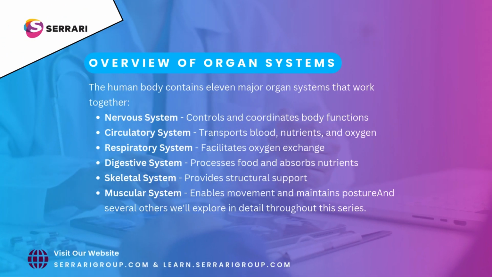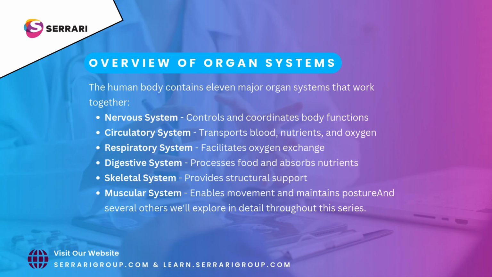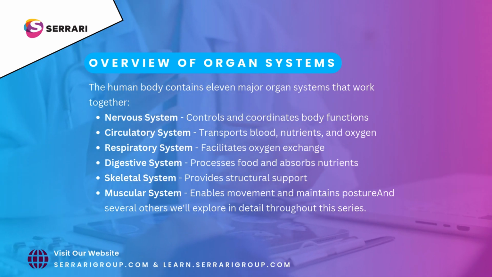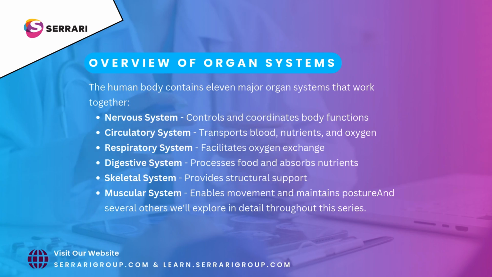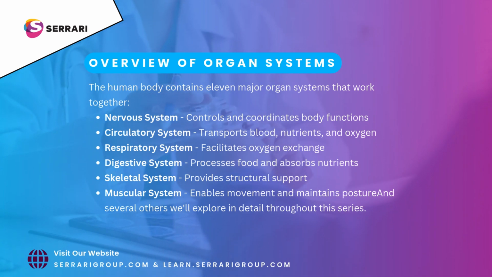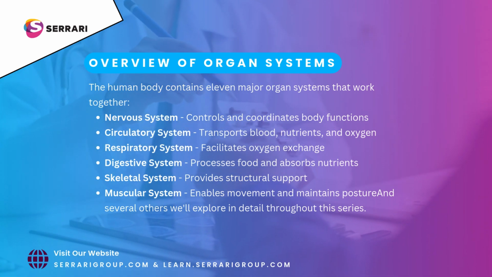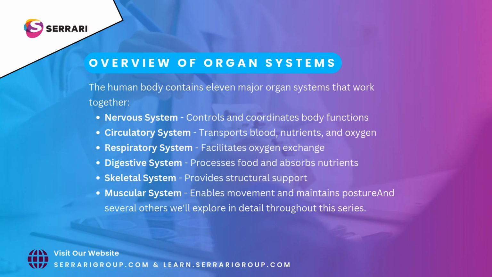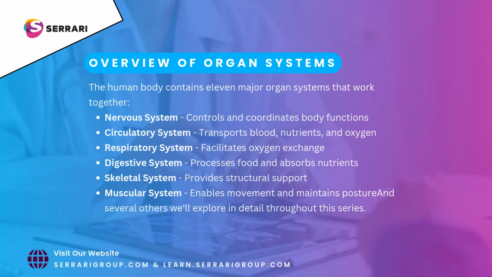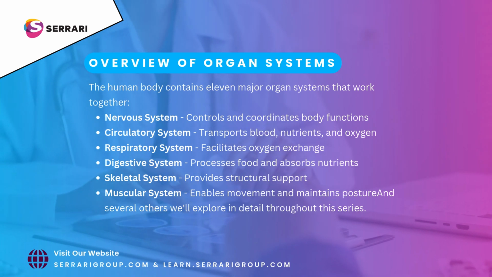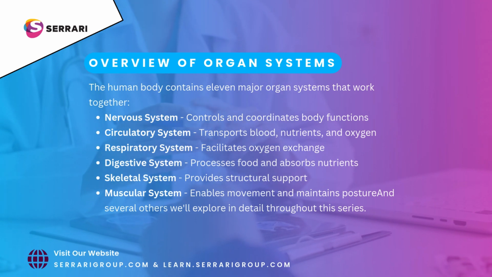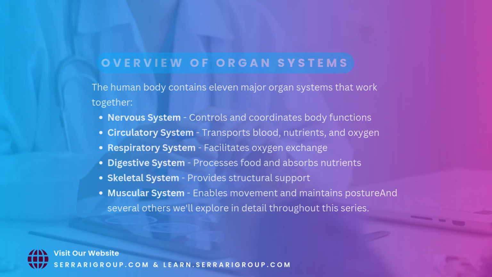Overview of organ systems. The human body contains 11 major organ systems that work together. Nervous system controls and coordinates body functions. Circulatory system transports blood, nutrients, and oxygen. Respiratory system facilitates oxygen exchange. Digestive system processes food and absorbs nutrients. Skeletal system provides structural support. Muscular system enables movement and maintains posture. And several others we'll explore in detail throughout the series.